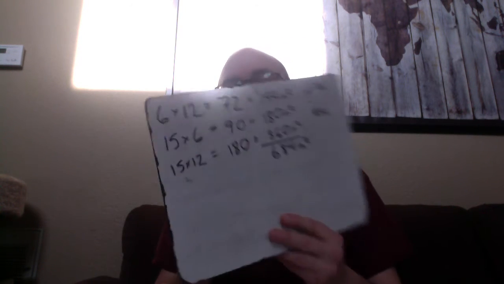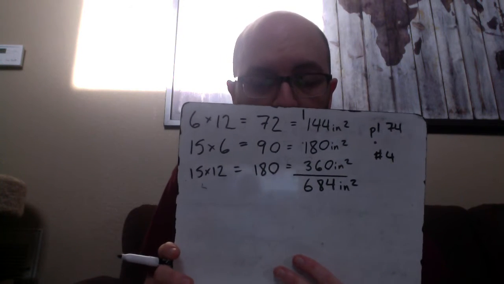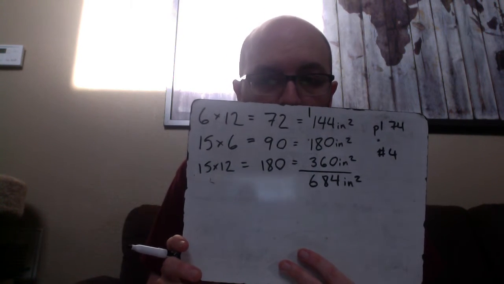Now we got to total it up. All right, so 4 plus 0 is 4. 4 plus 8 is 12, plus 6 is 18. 1 plus 1 plus 1 plus 3 is 6. 684 inches squared. So on page 174, number 4, we get 684 inches squared.